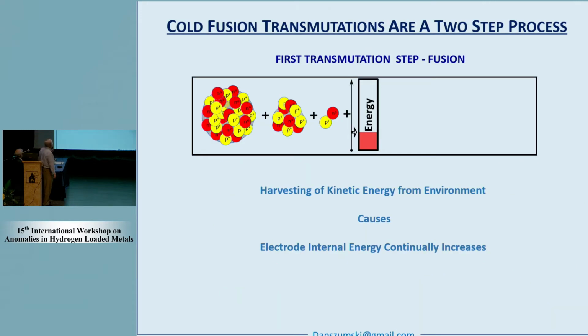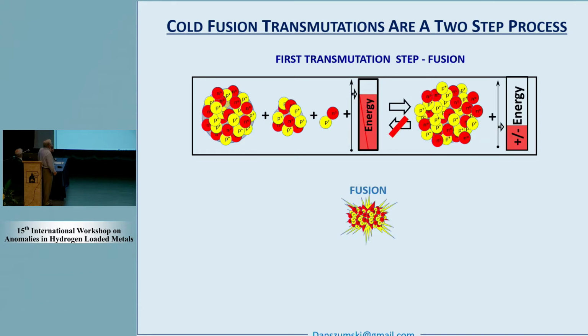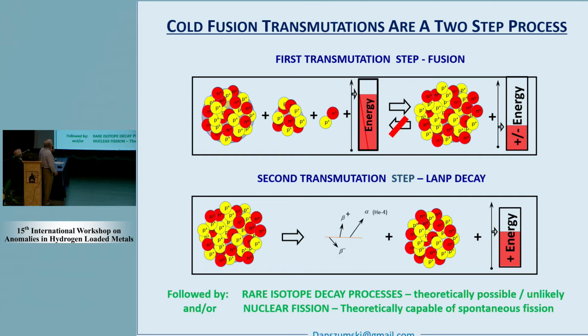the electrode. So the energy is harvested from the environment, and it causes the internal energy in the electrode to continually rise. And this is rising throughout the entire experiment until the moment of the first reaction. And that is the first step of the two-step fusion or two-step transmutation process.